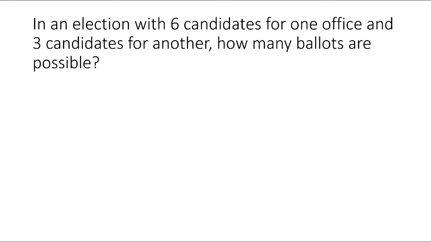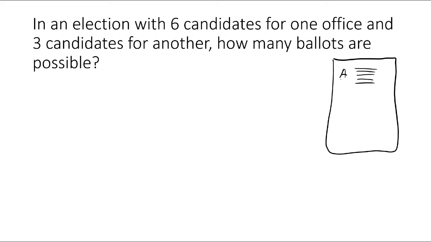All right, in this example, we have an election with 6 candidates for one office and 3 candidates for another. How many ballots are possible? All right, so let's draw out a ballot. We have the first office. We'll call it Office A. And there are 6 candidates. 1, 2, 3, 4, 5, 6. Pretend that's 6 names written out. And then we have Office B with 3 candidates. So 1, 2, 3 names listed there.